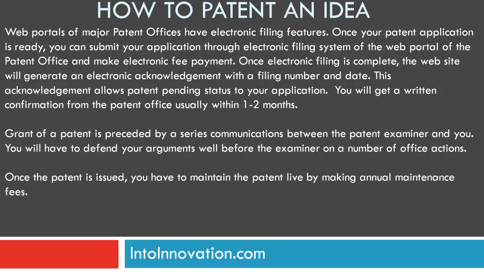Web portals of major patent offices have electronic filing features. Once your patent application is ready, you can submit your application through the electronic filing system of the web portal of the patent office and make electronic fee payment. Once electronic filing is complete, the website will generate an electronic acknowledgement with the filing number and date. This acknowledgement allows patent pending status to your application. You will get a written confirmation from the patent office usually within 1-2 months.